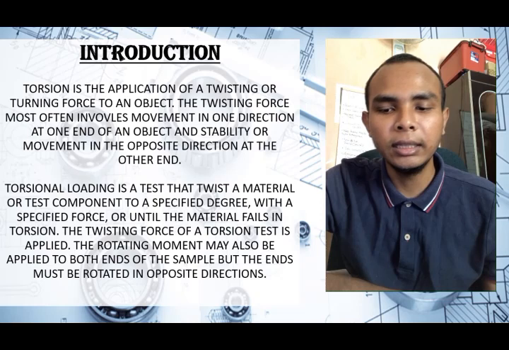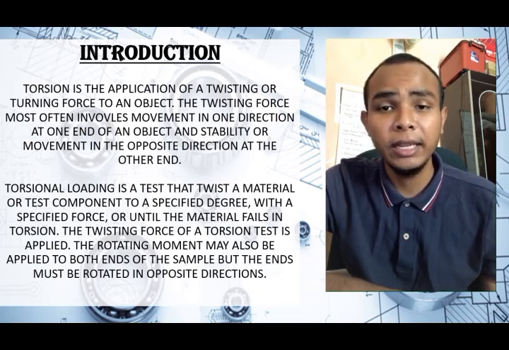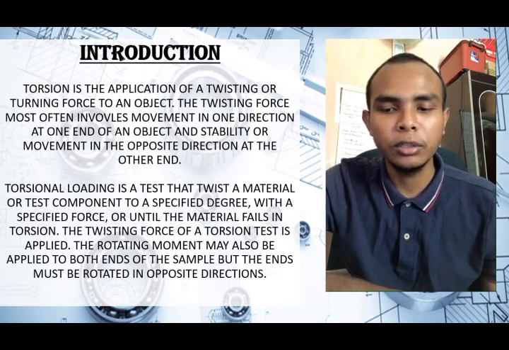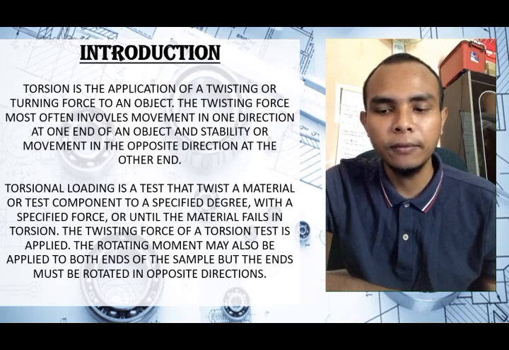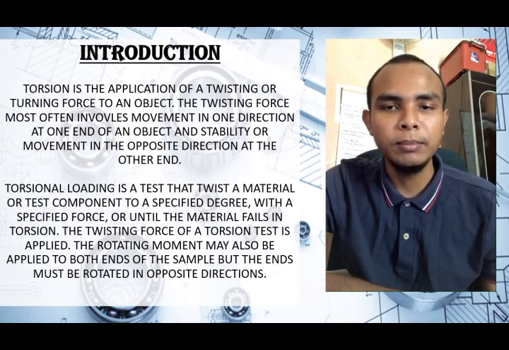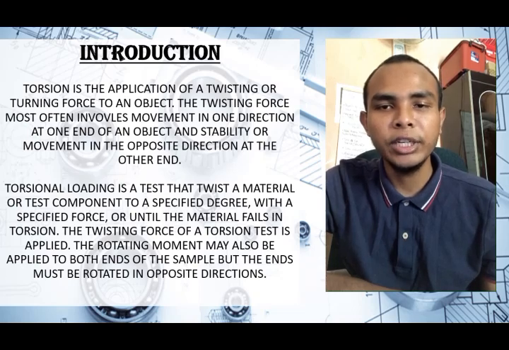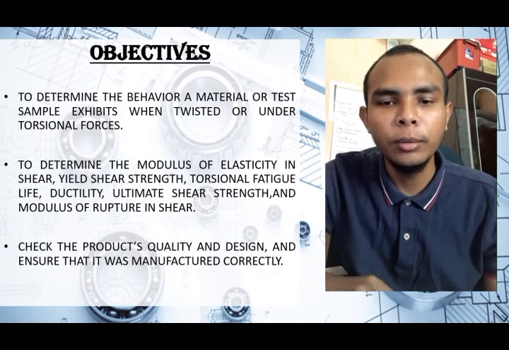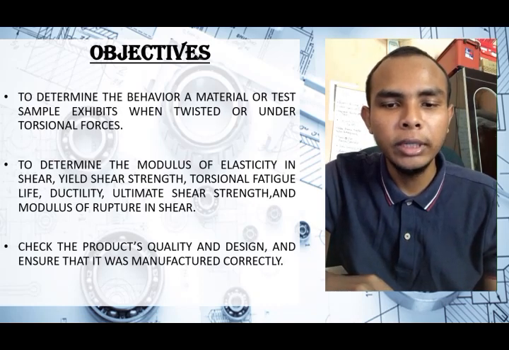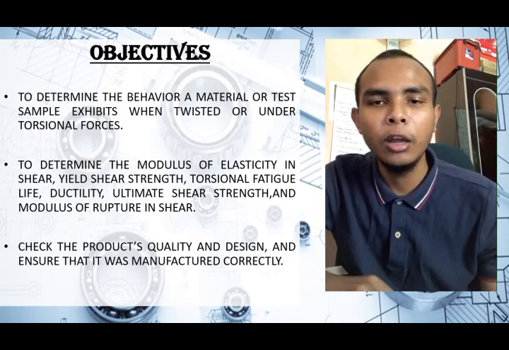Torsional loading is a test that twists a material or test component to a specified degree with a specified force, or until the material fails in torsion. The twisting force of a torsion test is applied. The rotating movement may also be applied to both ends of the sample, but the ends must be rotated in opposite directions.